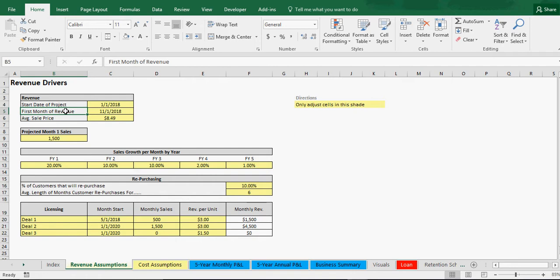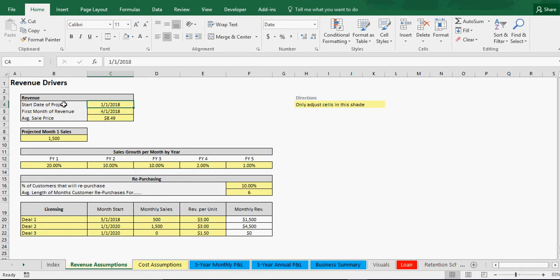Next is your month of revenue. So this is important, and this will drive your entire model. It's the actual first month you plan on sales happening. Let's just put it at, let's say, April for now.